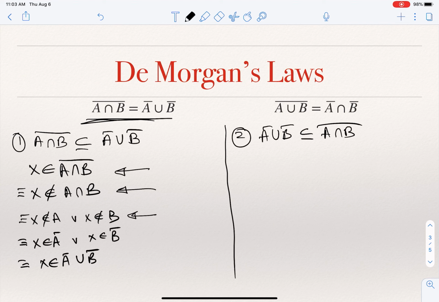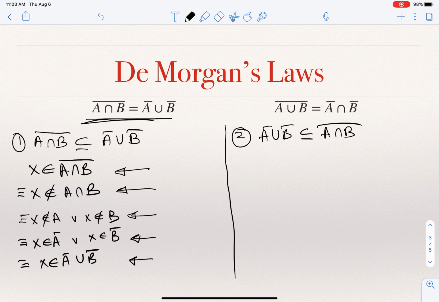Using De Morgan's law from propositional logic, the complement of that is x is not in A or x is not in B. But again, using the notion of complement, this means that x is in the complement of A, or x is in the complement of B. And using the definition of union, I can get to x is in the union of the complement of A and the complement of B.